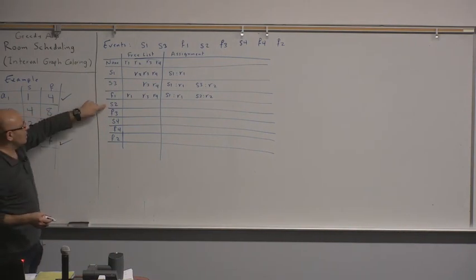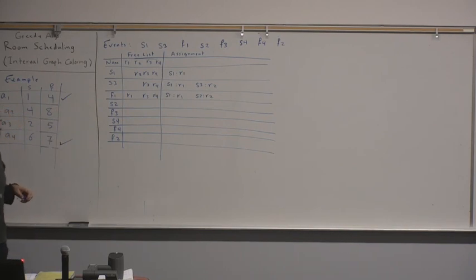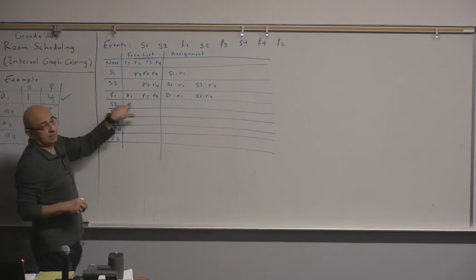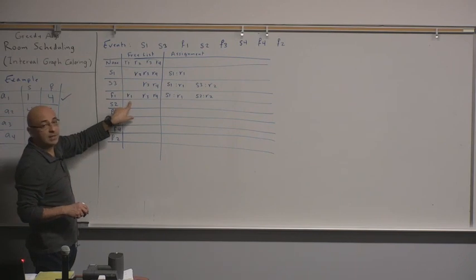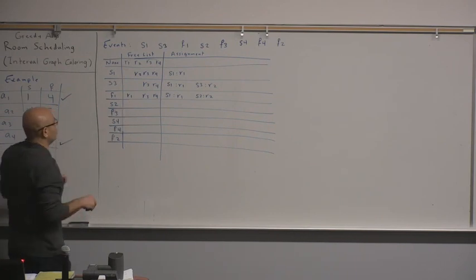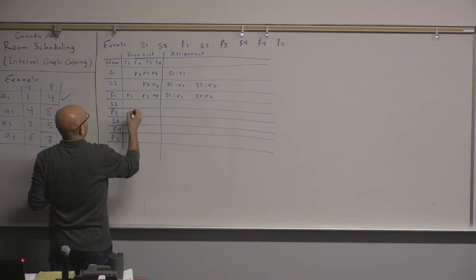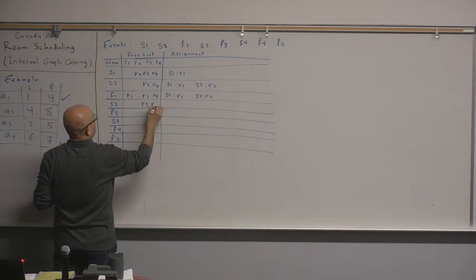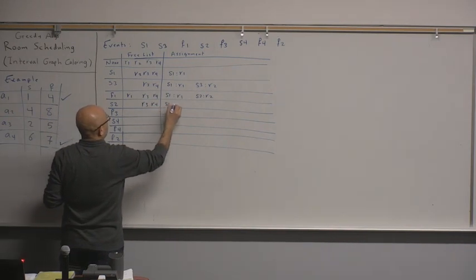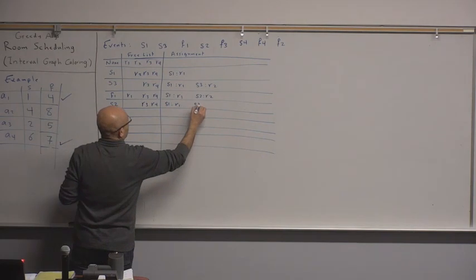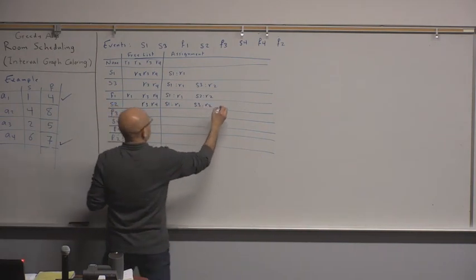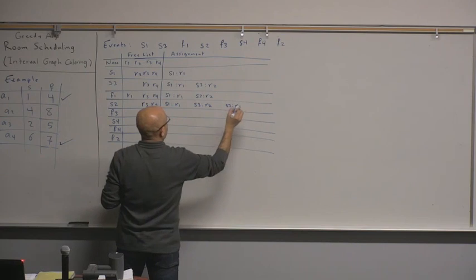Now S2. So we need a room for activity number 2. Now which room does it make sense to use? So reuse R1. So try to reuse rooms as much as possible. So R1 is the one that has been used before. So we reuse R1. So now I have R3 and R4. And I have S1 in R1, S3 in R2, and S2 in R1.